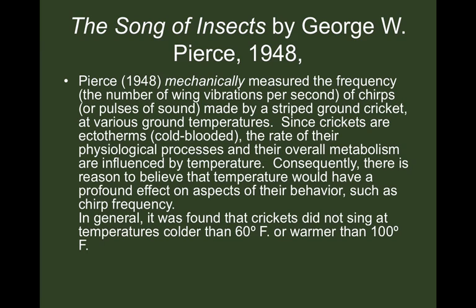Since crickets are ectotherms, which means they're cold-blooded, the rate of their physiological processes and their overall metabolism are influenced by temperature. Consequently, there is a reason to believe that temperature would have a profound effect on aspects of their behavior, such as chirp frequency. And in general, it was found that crickets did not sing at temperatures colder than 60 degrees Fahrenheit or warmer than 100 degrees Fahrenheit.